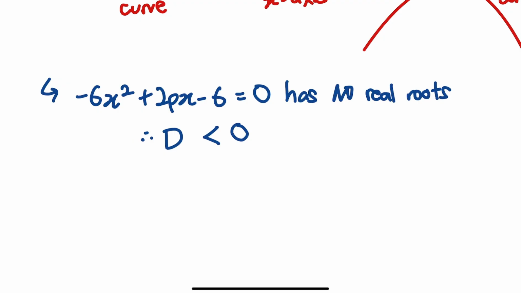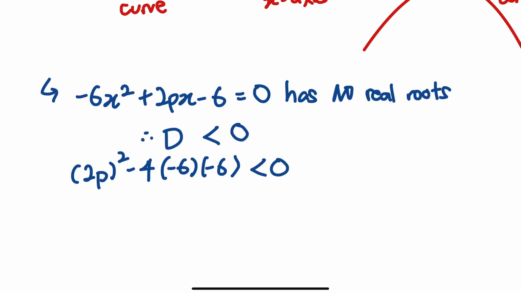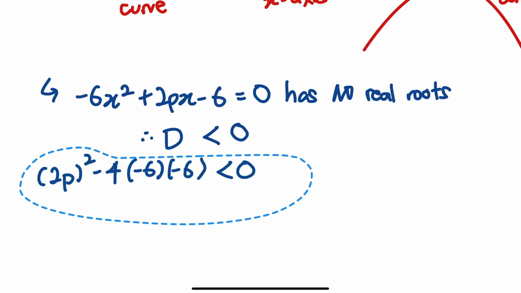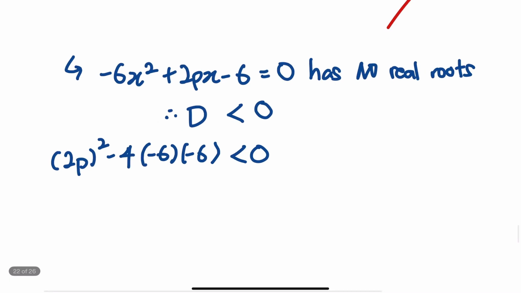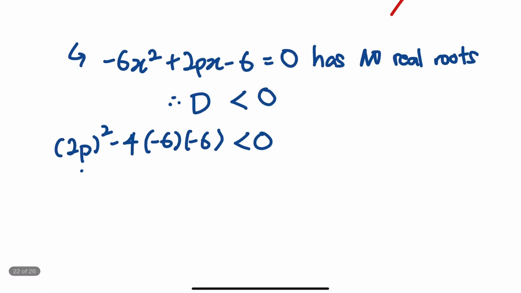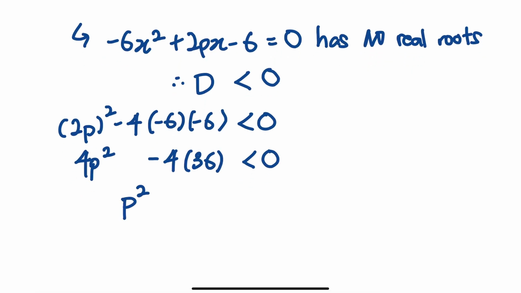Discriminant is b squared minus 4ac. My b is 2p. So over here, this will be (2p) squared minus 4 times negative 6 times negative 6, which is strictly less than 0. Then from here, I continue to simplify. I'll get 4p squared, then minus 4 times 36 is strictly less than 0. I will get p squared minus 36 if I divide by 4 throughout, which is strictly less than 0.